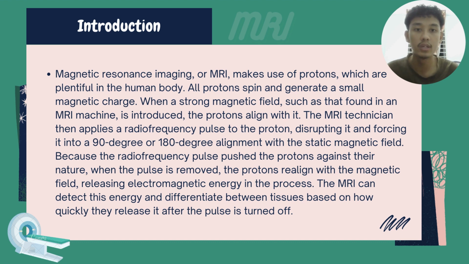Magnetic resonance imaging, or MRI, makes use of protons, which are plentiful in the human body. All protons spin and generate a small magnetic charge. When a strong magnetic field, such as that found in an MRI machine, is introduced, the protons align with it. The MRI technician then applies a radio frequency pulse to the protons, disrupting them and forcing them into a 90-degree or 180-degree alignment with the static magnetic field.